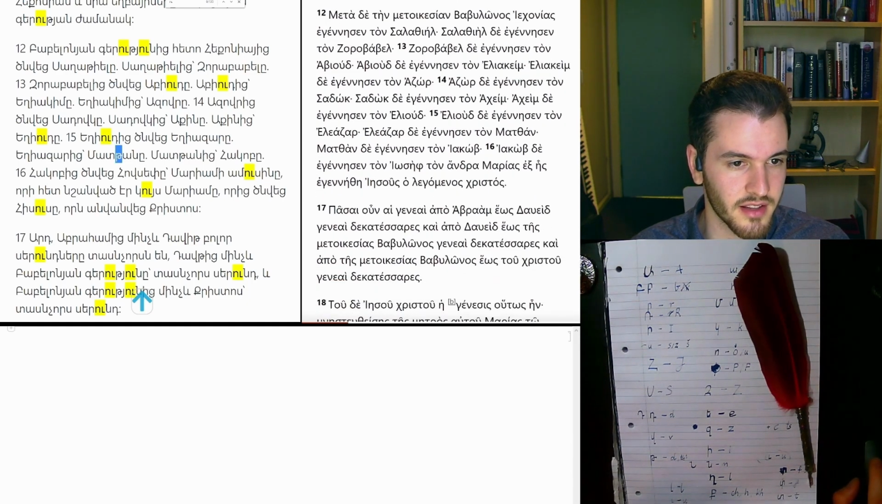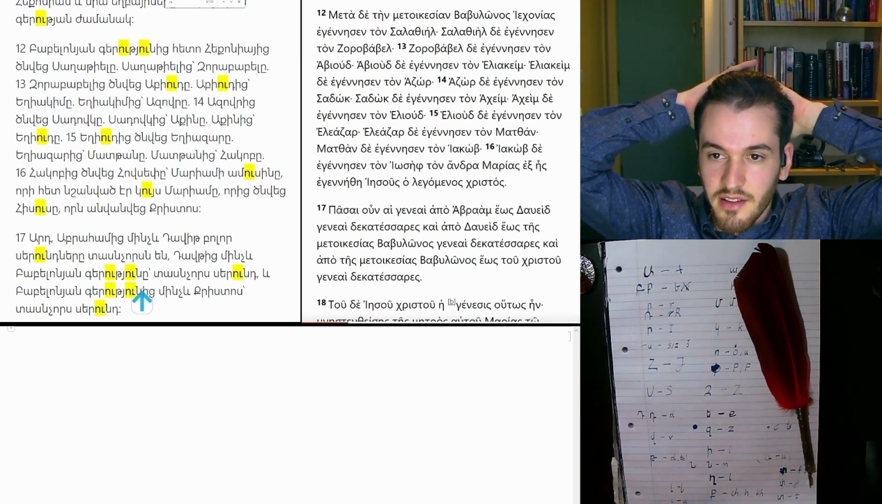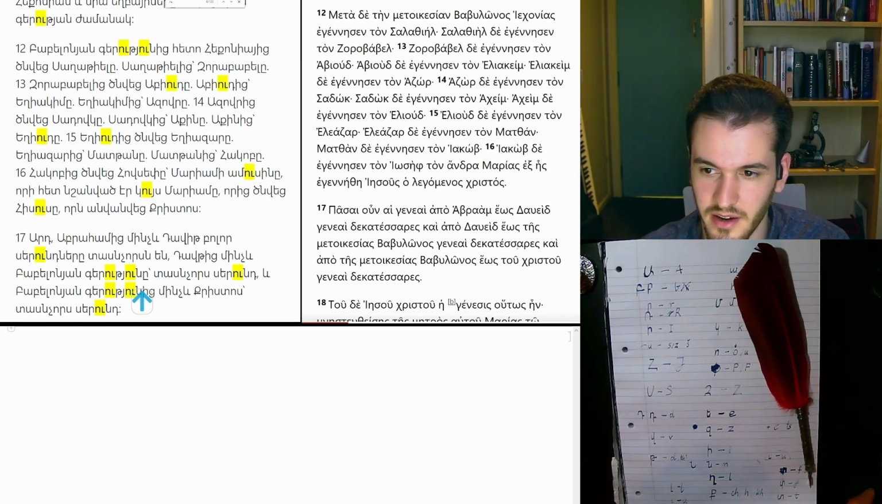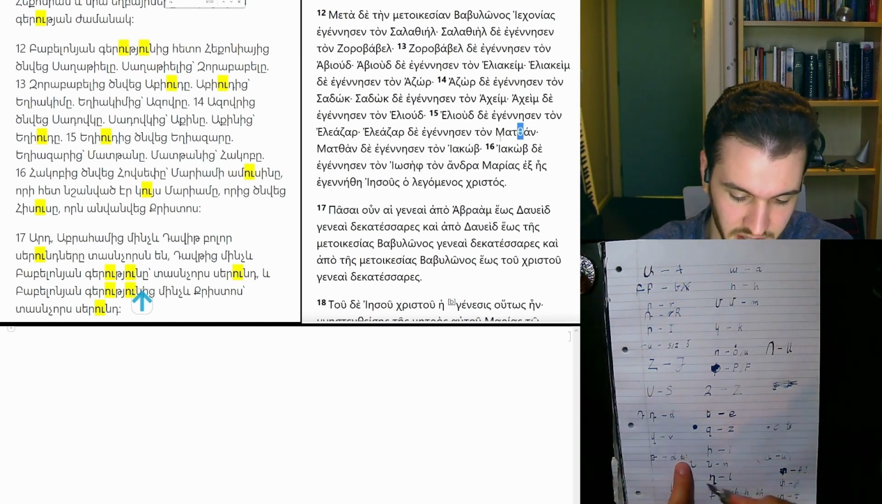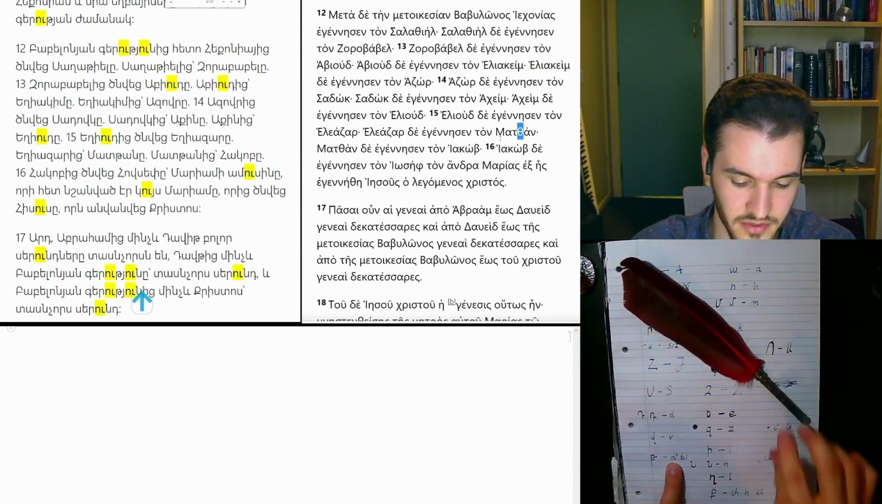Alright, so delta and theta. Oh, so these could be fricatives, because in Greek, both delta and theta are fricatives. Delta, not delta. So tau, Matthan. Okay, so that would be a th, yes. I think th or some kind of dh, aspirated, so fricative.